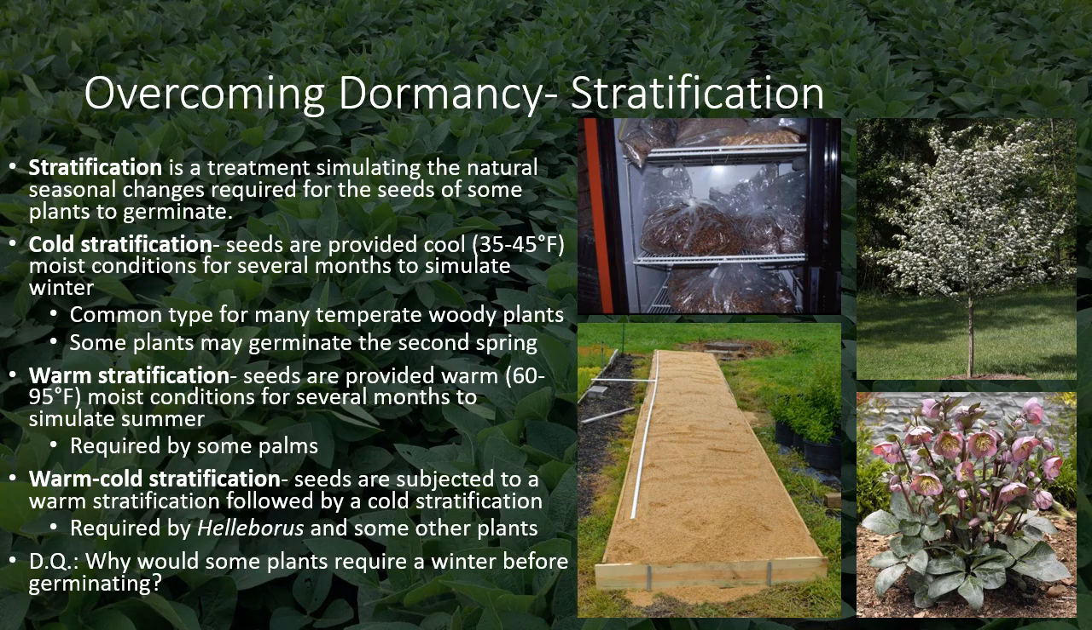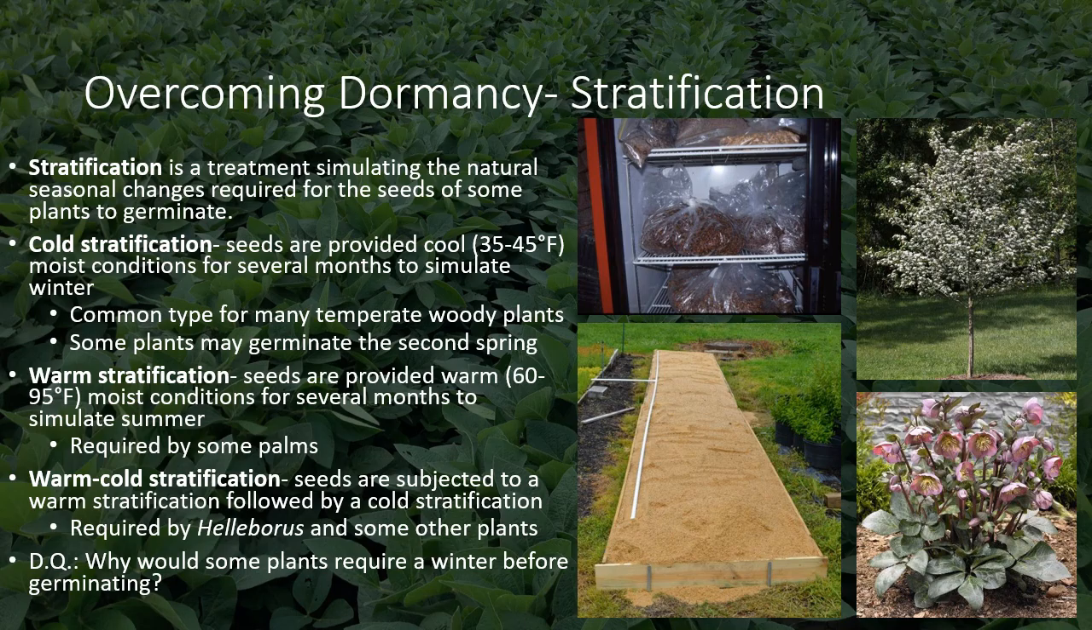And eventually, they will either germinate their first or second year. And if you plant enough of them, often you can get a trickle of seedlings germinating for a couple years if it's a species that requires a couple winters in order to germinate. Some species require warm stratification as well, like some palms. And that normally means 60 to 95 degrees Fahrenheit and moist conditions for several months to simulate a summer.